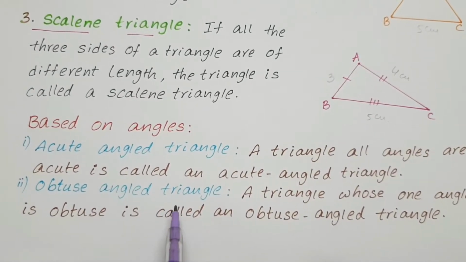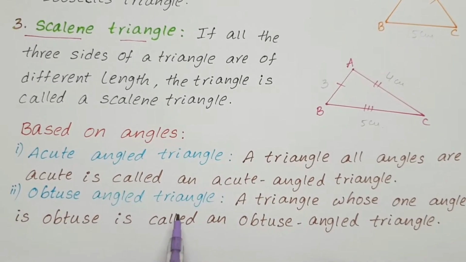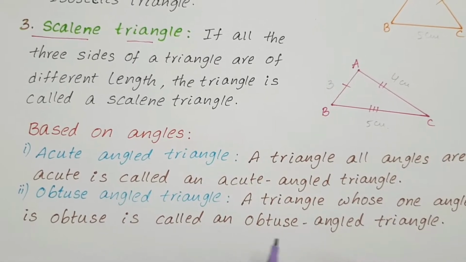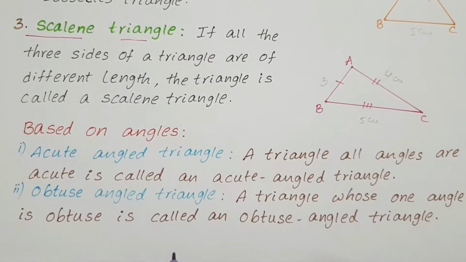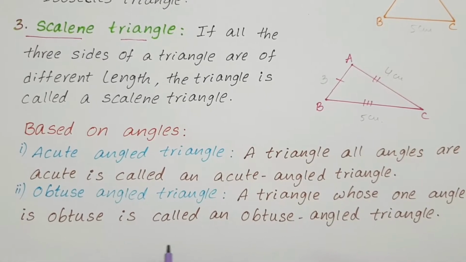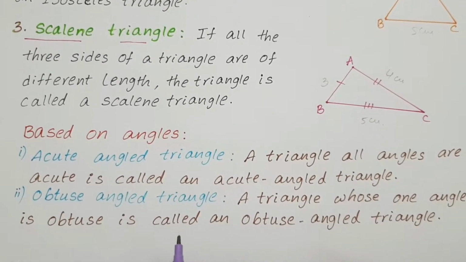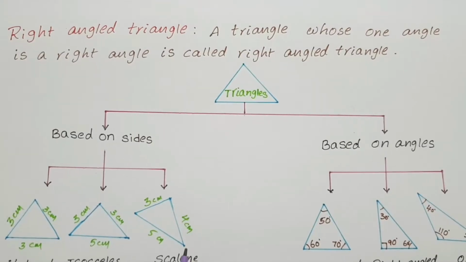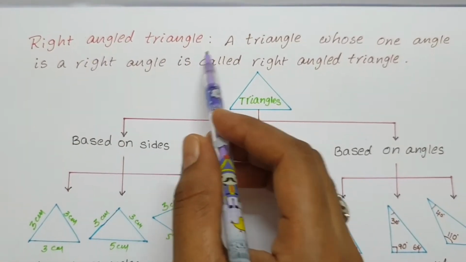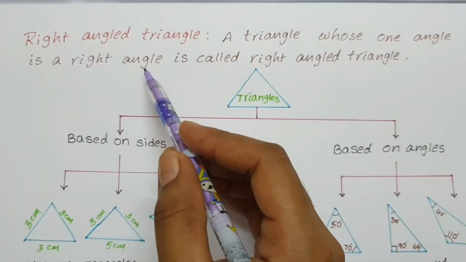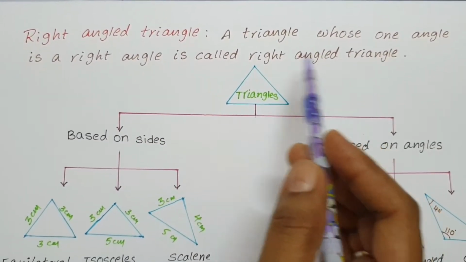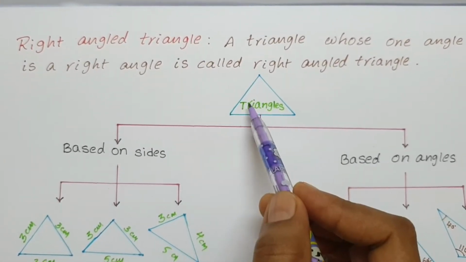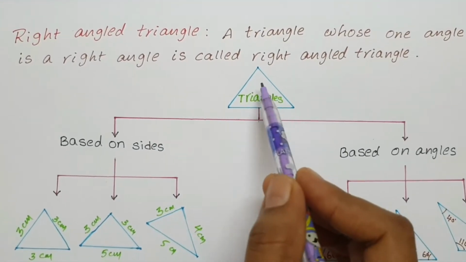Next, the obtuse angle triangle. A triangle in which one of the angles is obtuse is called an obtuse angle triangle. One of the angles being obtuse means it is above 90. At least one angle above 90 degrees makes it an obtuse angle triangle. Next, the right angle triangle. A triangle in which one of the angles is a right angle is called a right angle triangle. It means one of the angles is 90 degrees. See here, this is one of the triangles.